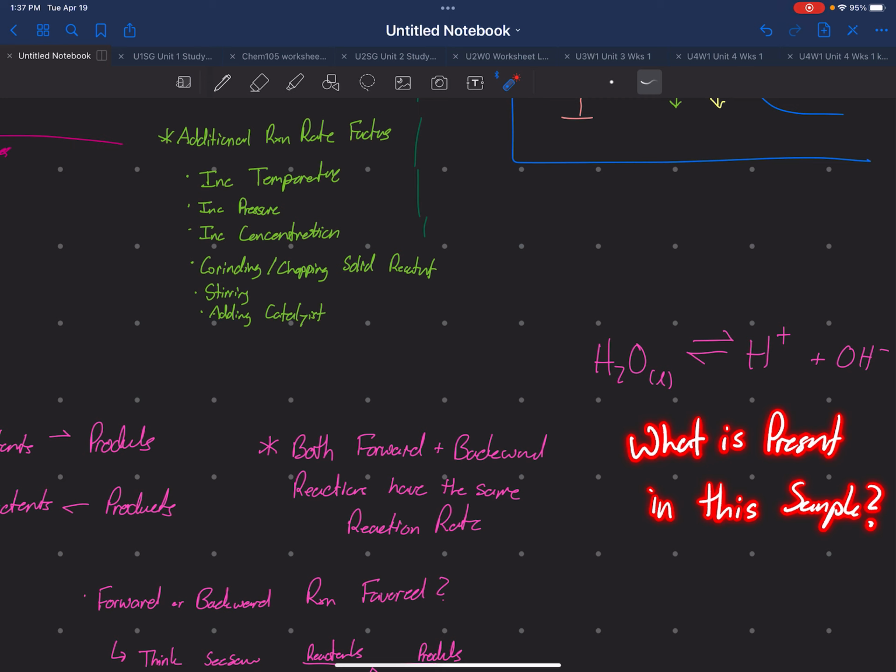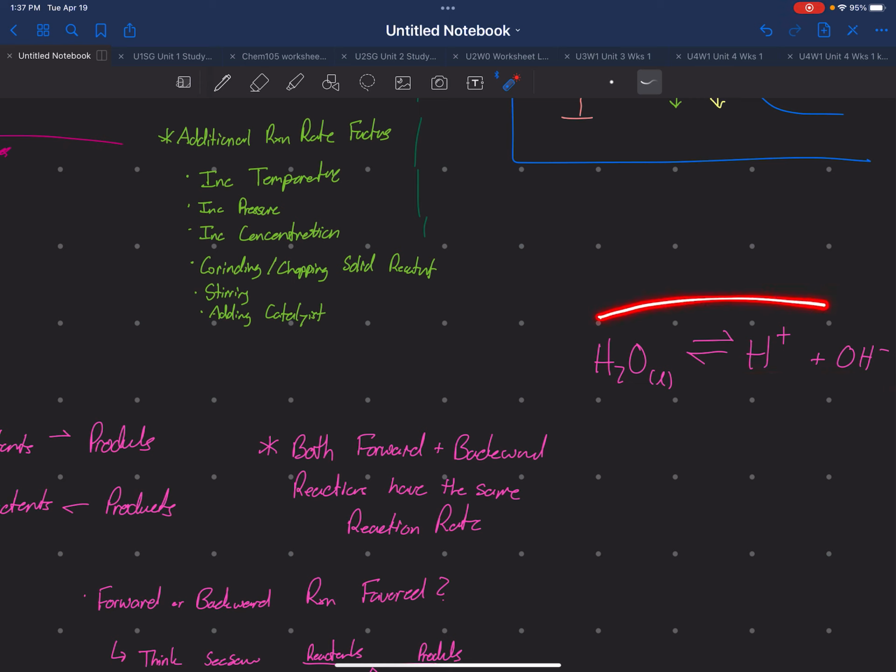So if you imagine you put some H2O in a container. So there's some H2O, there's none of this stuff. Then the reaction is going to go forward, right? And as it goes forward, the amount of this increases, the amount of this increases. And then it will start slowing down, right?